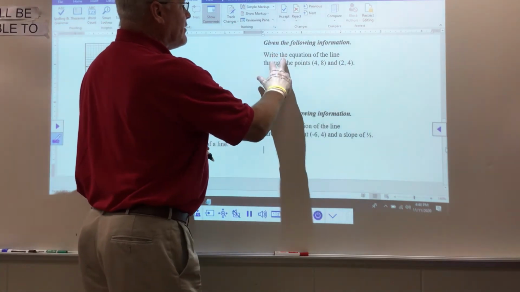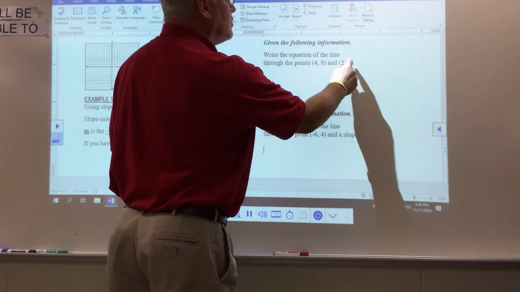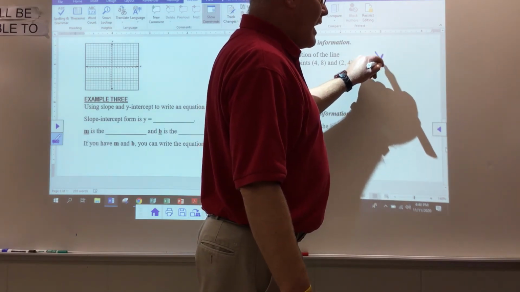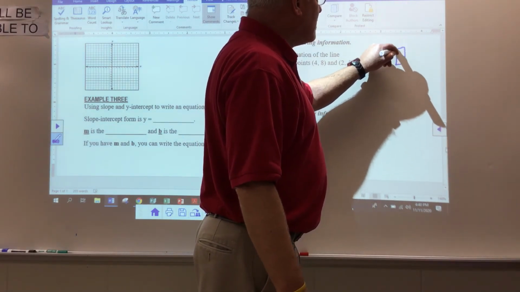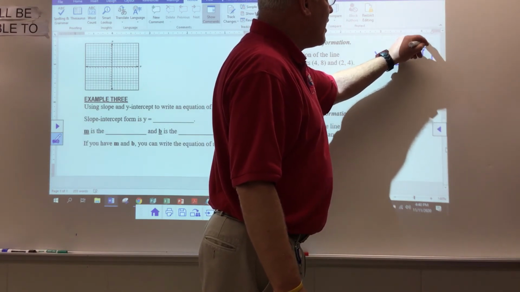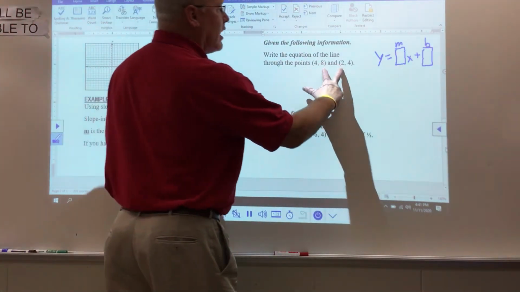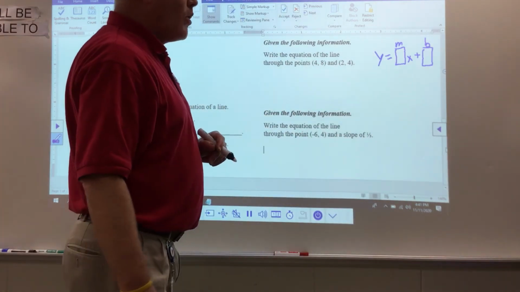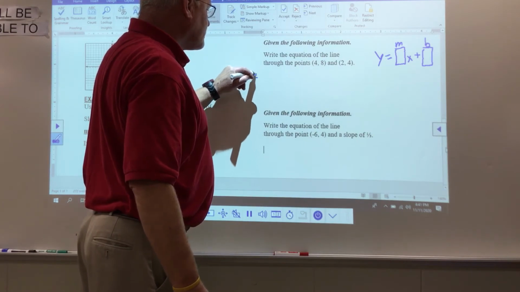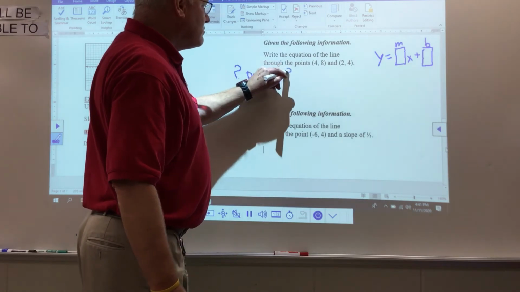This says, given the following information, write the equation of a line through the points (4, 8) and (2, 4). Now again, over here on the side, I might be thinking about y equals some m in front of the x plus some b behind the x. Now, I could go ahead and find the slope here by using my slope formula if I wanted to. Could I use my Desmos to find both of these?